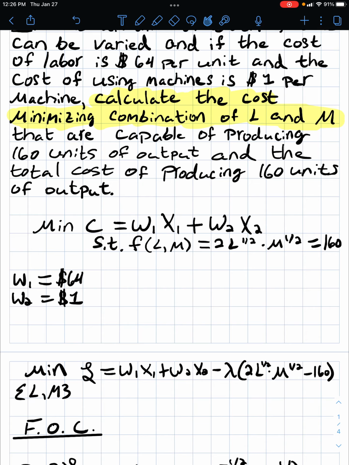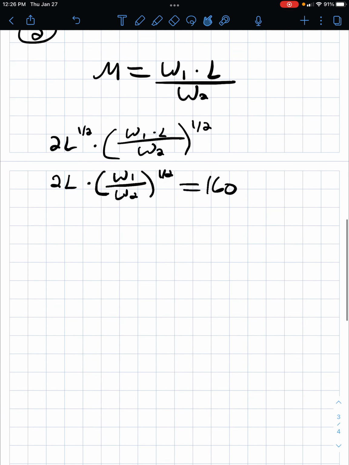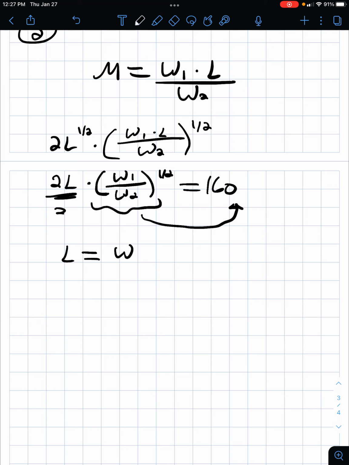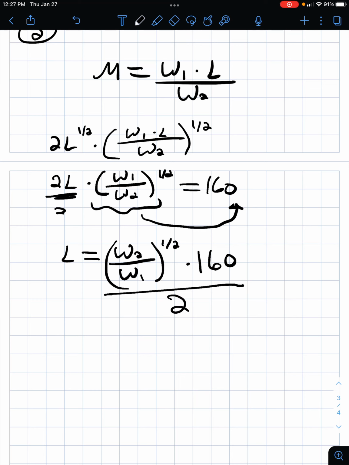That is capable of producing 160 units of output, so this is going to be equal to 160, and then we can move this over to the right hand side by taking the reciprocal essentially. And we can also divide by 2, so we can solve for L. If we do this all in one step, we'll see that L is going to be equal to (W2 over W1) to the 1/2 times 160, and then the whole thing is going to be divided by 2.